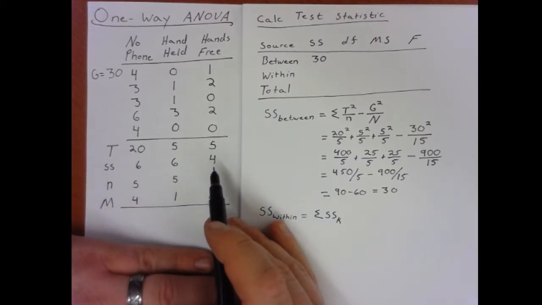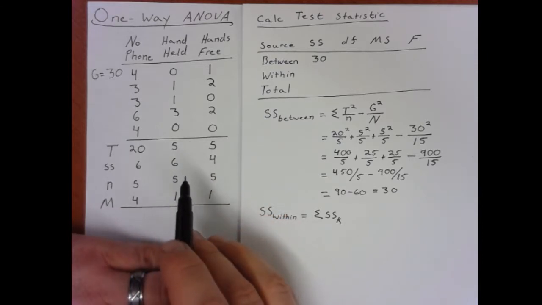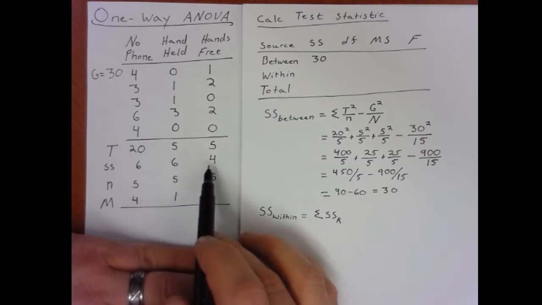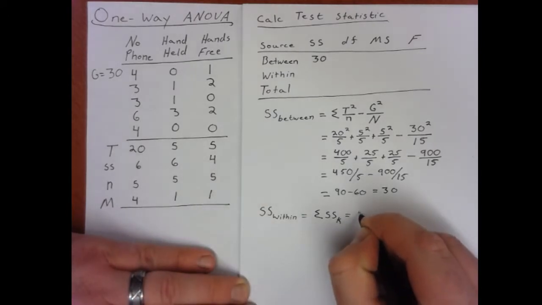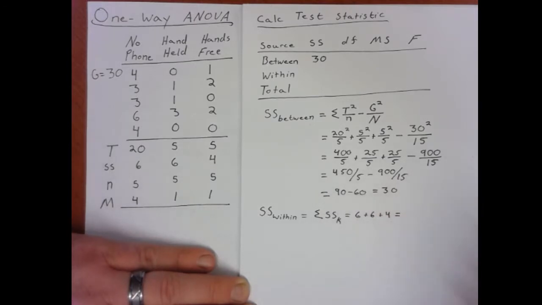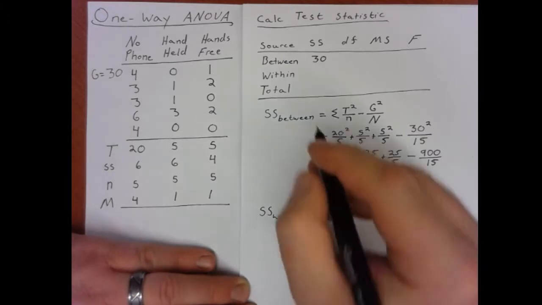Now those sum of squares have already been calculated for you. If you're not given them, you would have to look back at how to calculate the sum of squares and do that. But fortunately, we don't have to. We just have to add 6 plus 6 plus 4. 6 plus 6 gets us 12, plus 4 gets us 16.